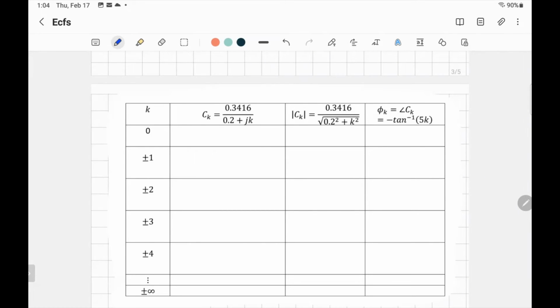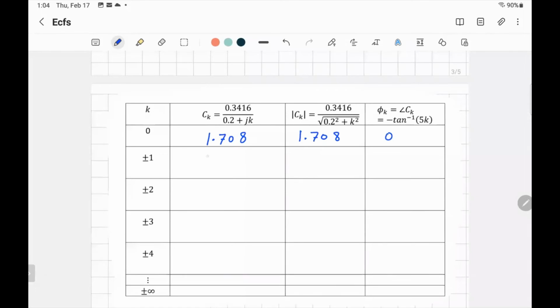If you don't have 0.2, you have only JK, then finally you are still dividing by 0 and get infinity, and it's not infinity. But in this case, it's working fine. So CK is equal to 1.708. What's the magnitude of this one? 1.708. What is the angle? 0. DC is easy. Now we'll go for K equal 1.